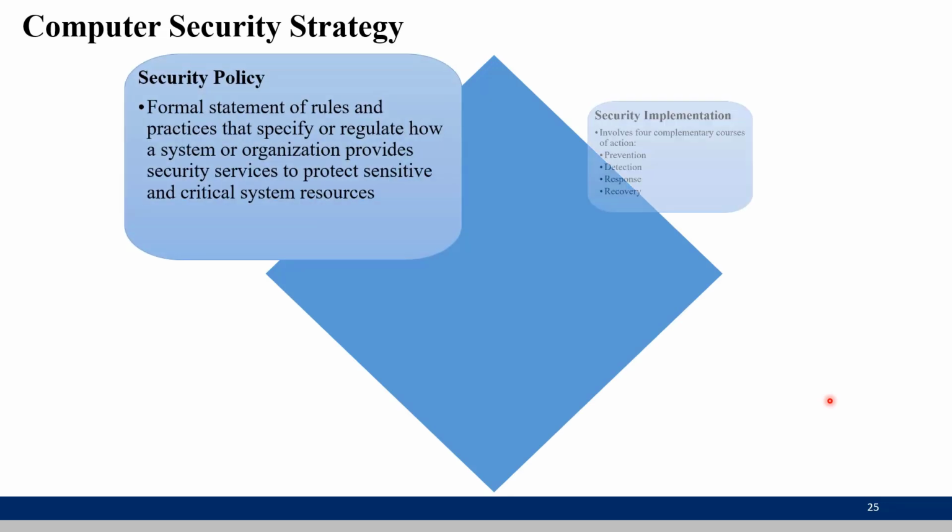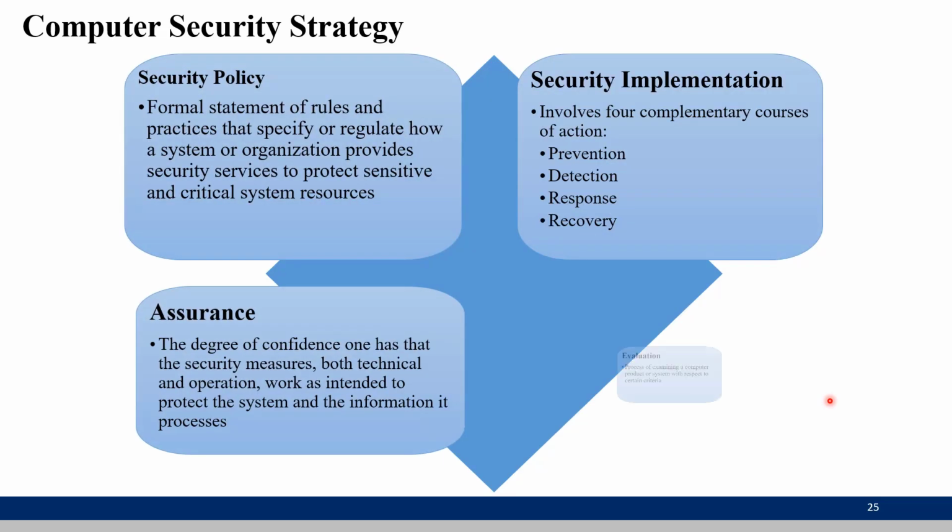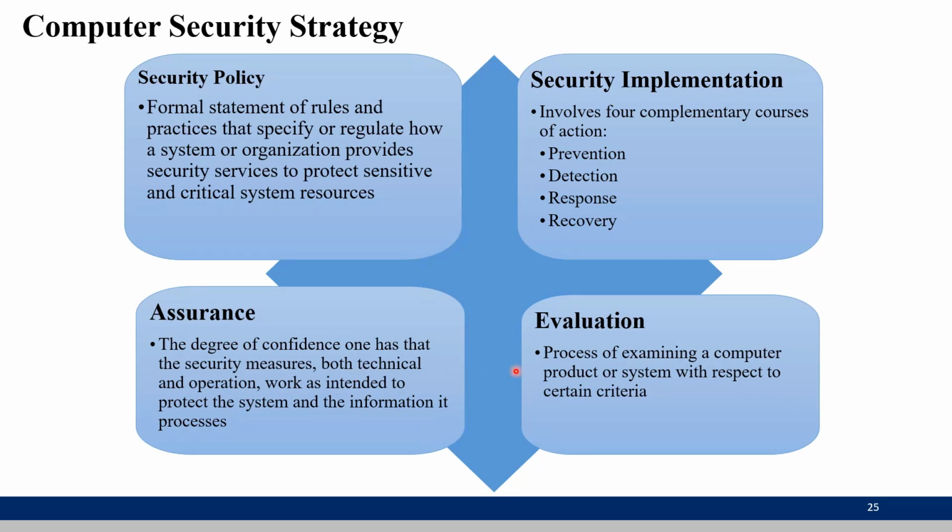Computer security strategy. Here we are dividing it into four different steps, where the last step is divided into two: security policy, security implementation, assurance and evaluation. Policy I already explained. It is a formal set of documents, rules and regulations that you have to follow. That is the security policy.